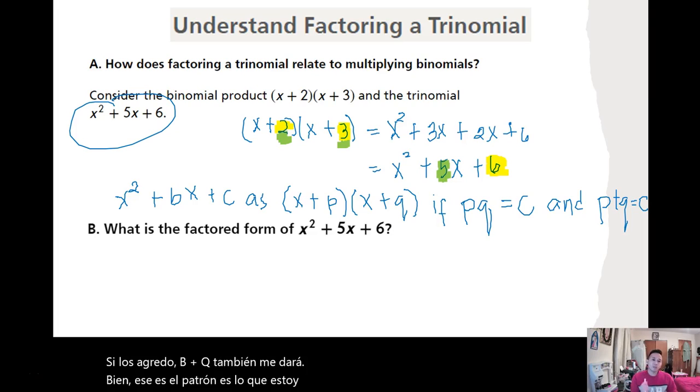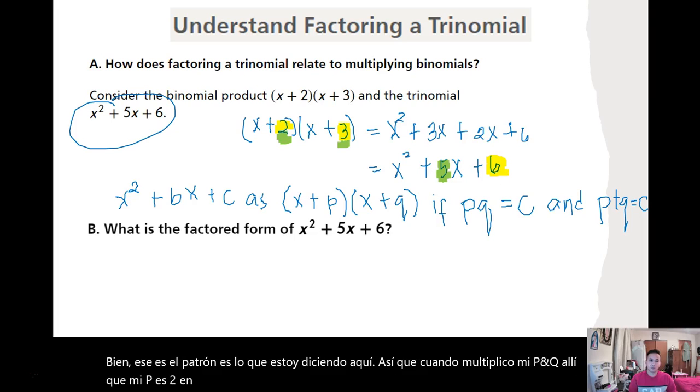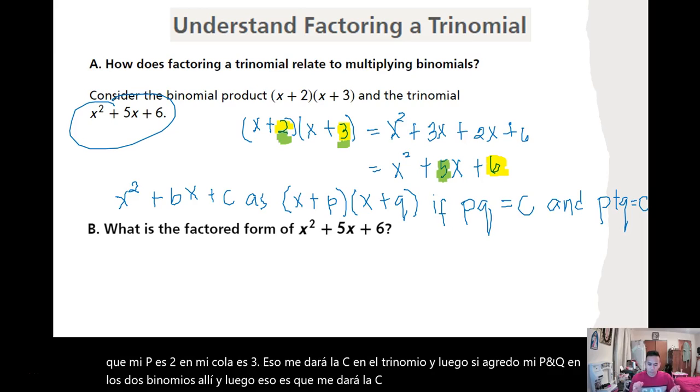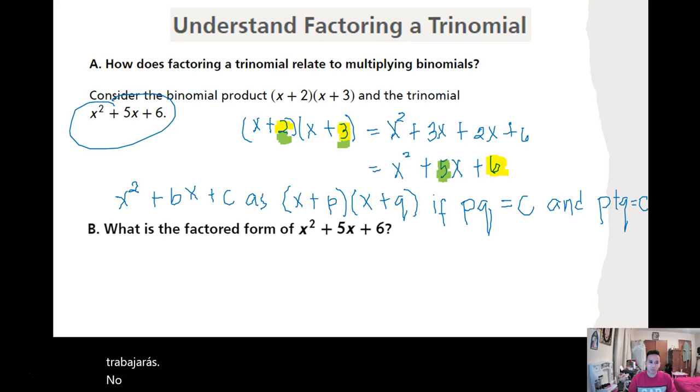When I multiply my p and q, where my p is 2 and my q is 3, that would give me the c on the trinomial. And then if I add my p and q in the two binomials, no, not c. P plus q is b. I'm sorry about that. P plus q is equivalent to the middle term of the trinomial. This is b. Sorry about that.